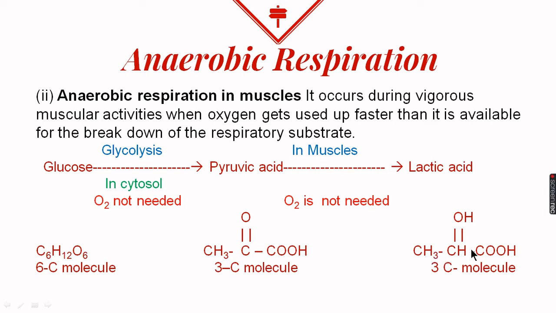So now here we can see that pyruvic acid, which is a 3 carbon atom molecule, gets converted into lactic acid, which is also a 3 carbon atom molecule. It means there is no further breakdown of this compound pyruvic acid. As a result, the energy produced in this process is also very less.